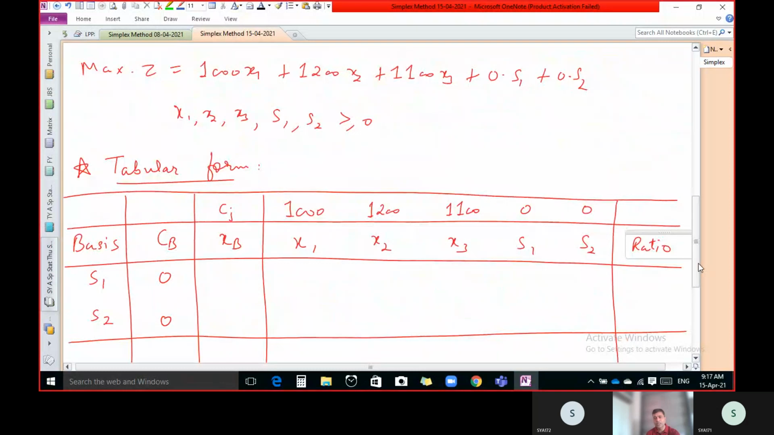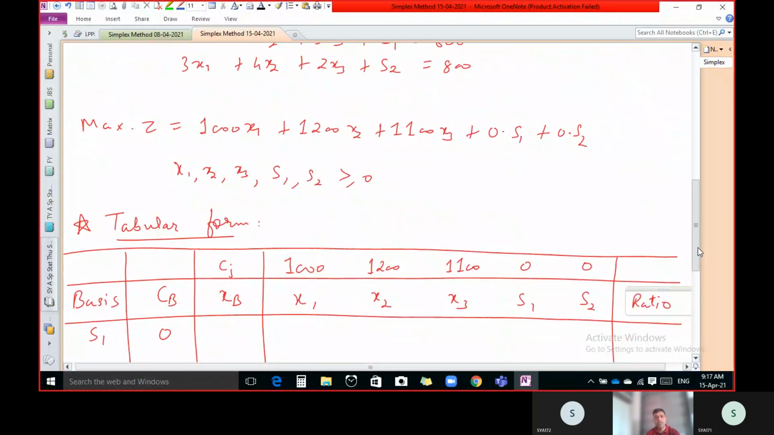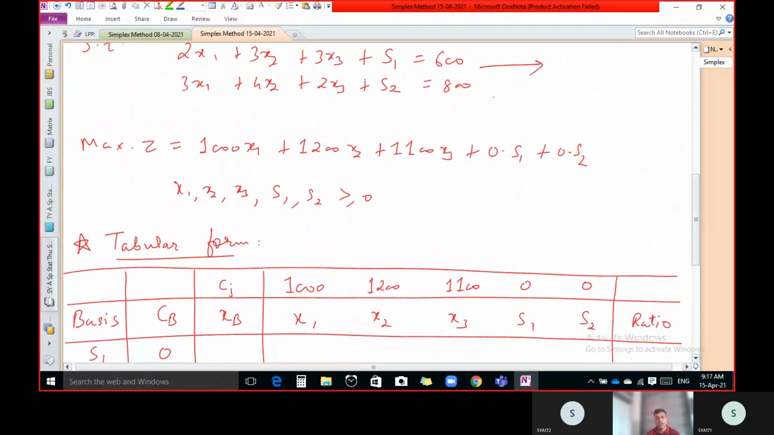Okay. Then by using the first equation, you have to fill up this first row. First of all, this right hand side value 600 you have to write here. Then the coefficient of x1, that is 2, so you have to write 2 here. Coefficient of x2, that is 3. Coefficient of x3, that is 3. Coefficient of s1, that is 1 here. And the coefficient of S2, but there is no S2, so we have to write coefficient 0.